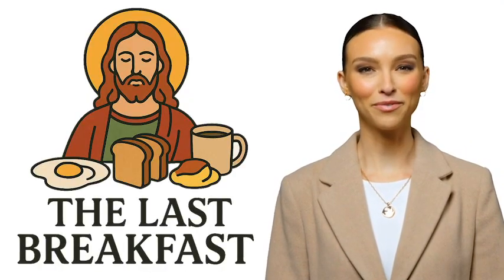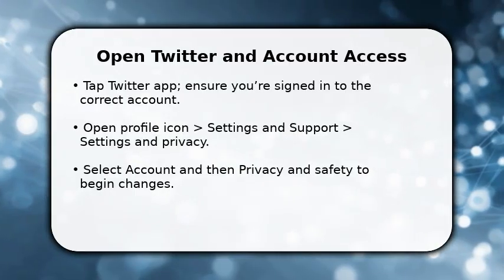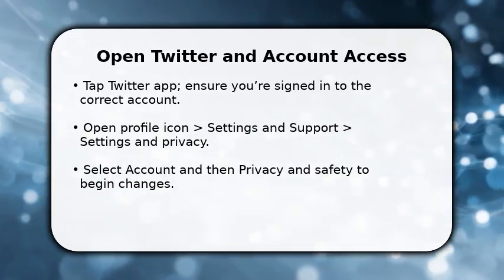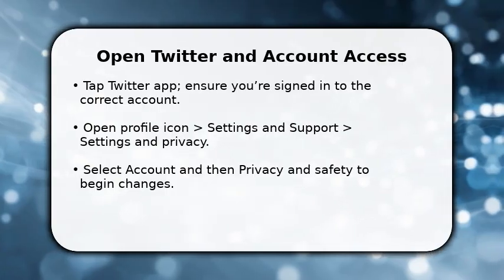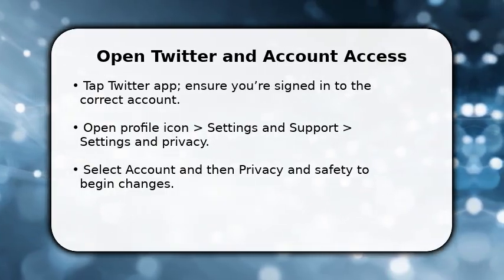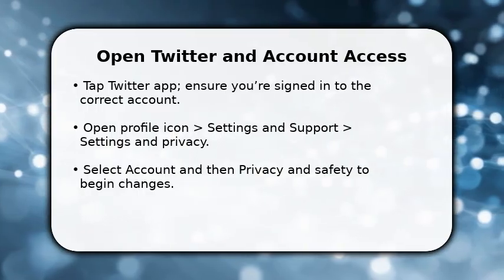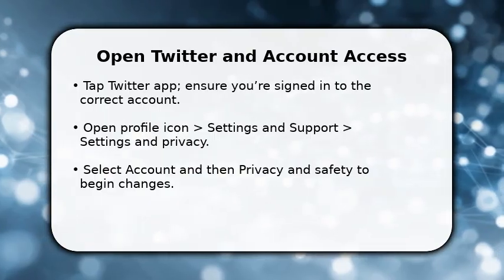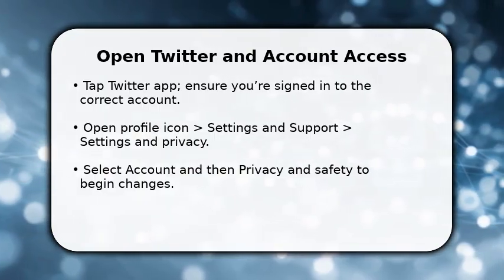Please enjoy the video. You're starting inside the Twitter app on iPhone. Open your profile icon in the top left and go straight to Settings and Privacy. You need to be signed into the account you intend to change, so confirm that now. Once inside Settings and Privacy, tap Account, then choose Privacy and Safety to access all relevant controls.